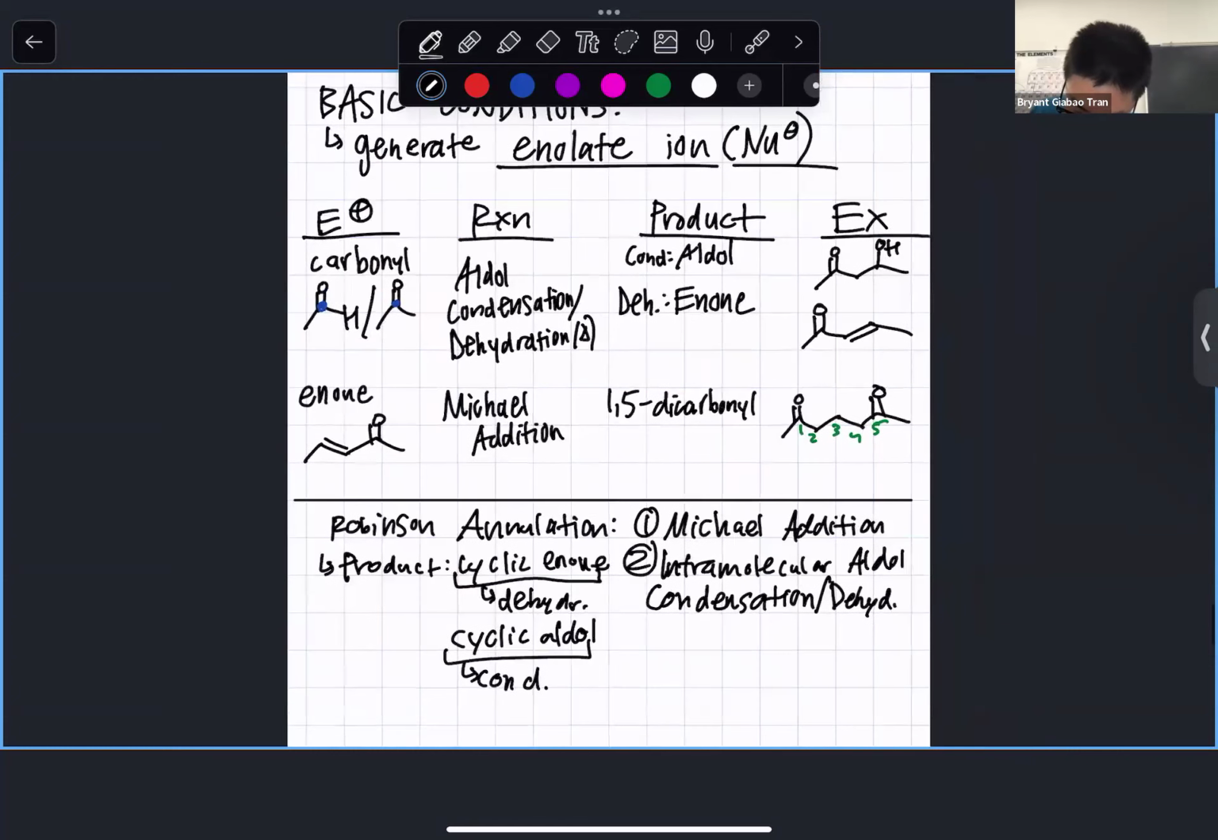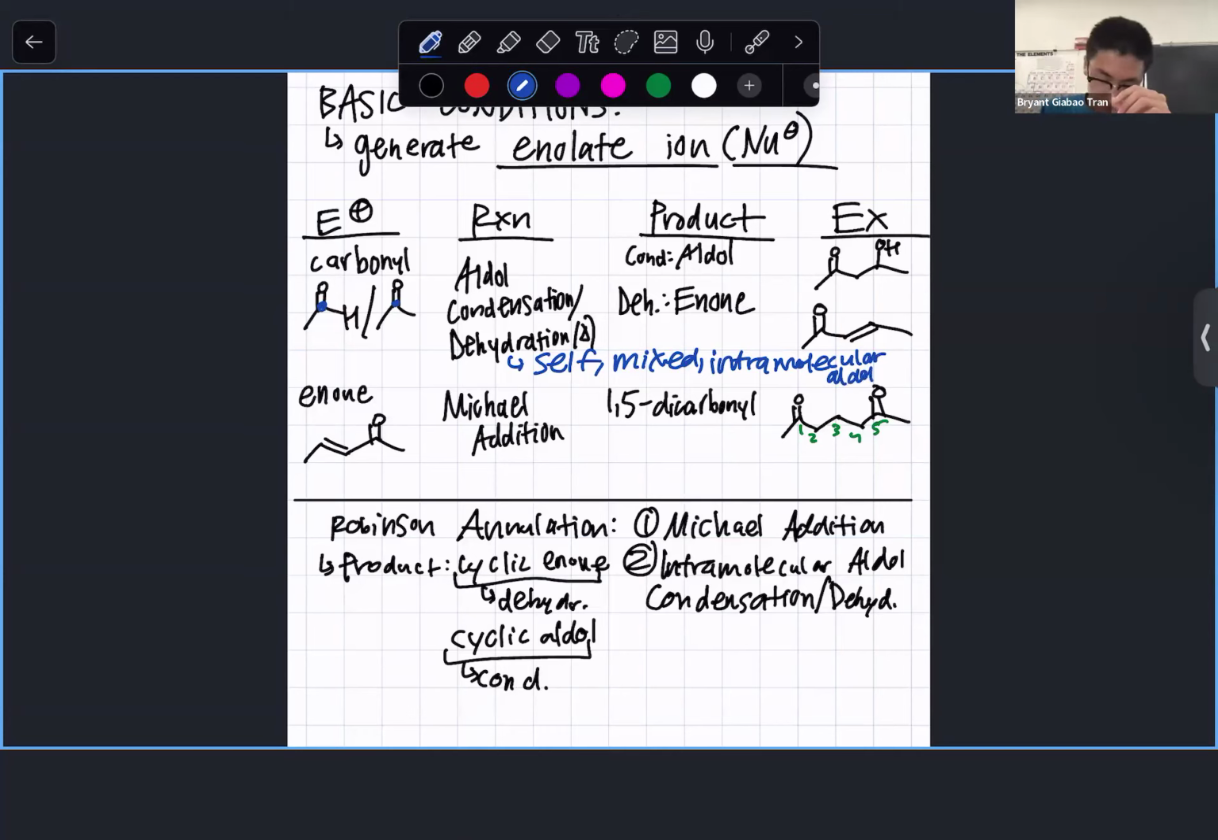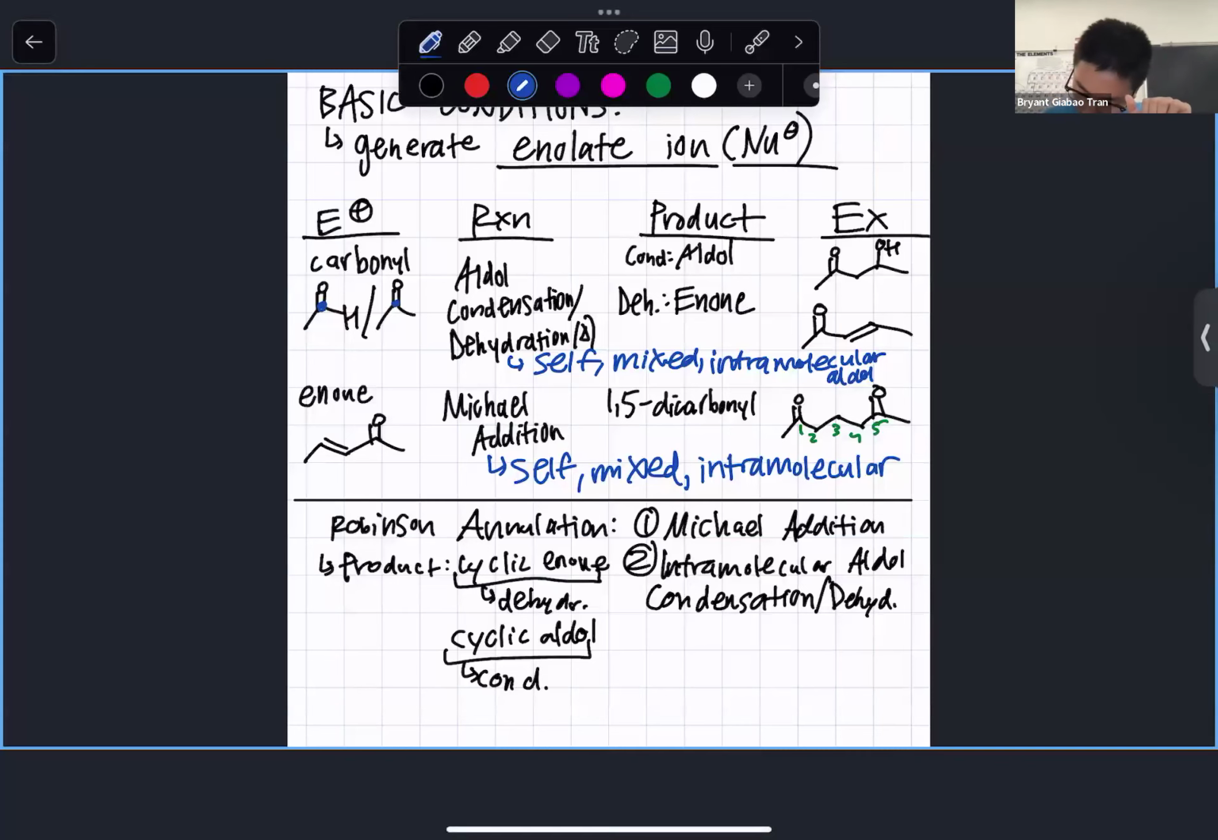Another thing for aldol reaction is that there are three types: self-aldol, mixed aldol, and intramolecular aldol. Michael, you could also have intramolecular Michael as well. Basically you could have all three types: self, mixed, and intramolecular. But the more common one is self or intramolecular. Mixed is a little weirder.